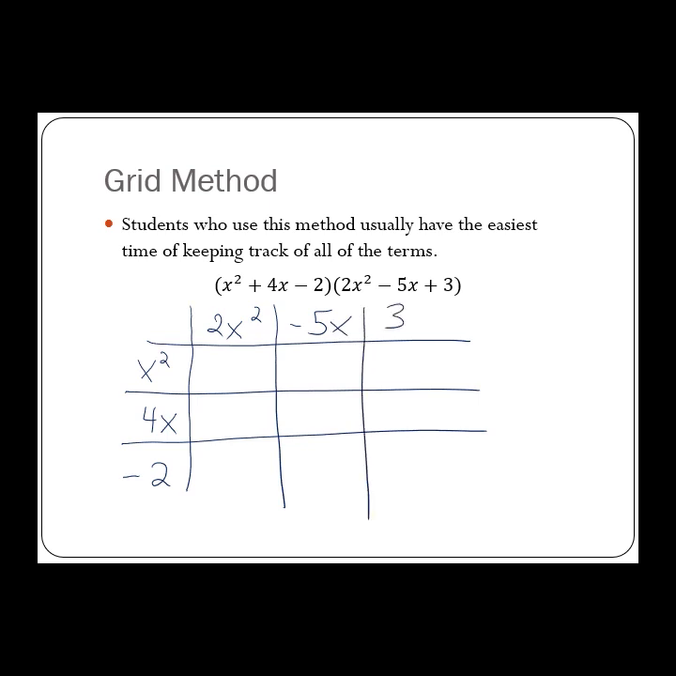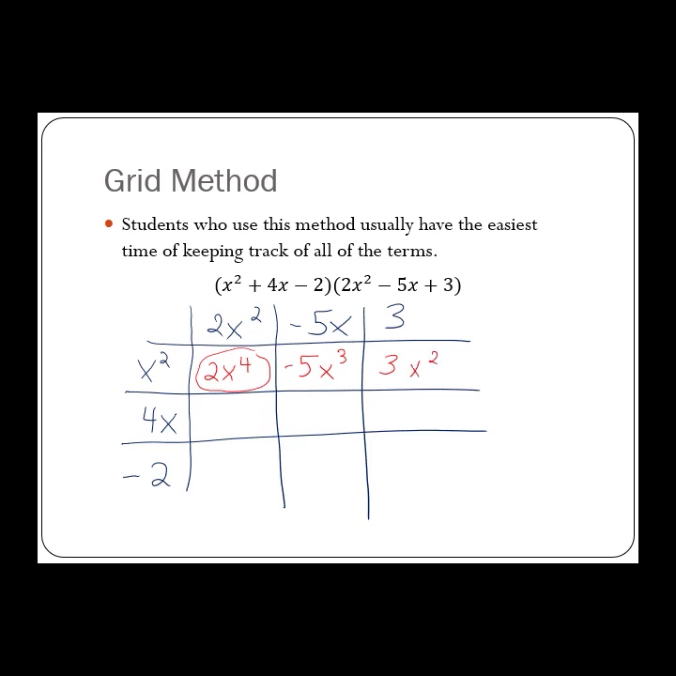And this will help me keep track. So instead of having a bunch of arrows, I just have a square that tells me what I get when I multiply. So in this first box, I'm going to multiply x squared times 2x squared. So I get 2x to the 4th. And in this box here, I'm going to do x squared times negative 5x. So I get negative 5x cubed. And in the last box, x squared times 3, I get 3x squared.